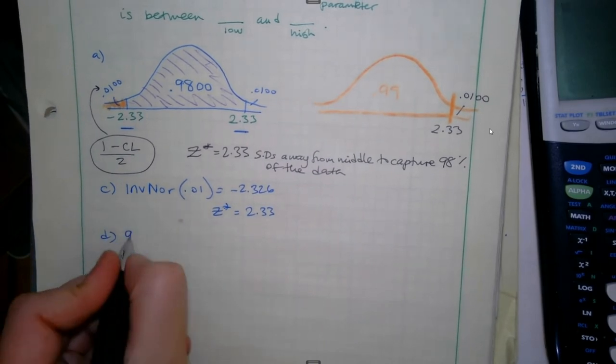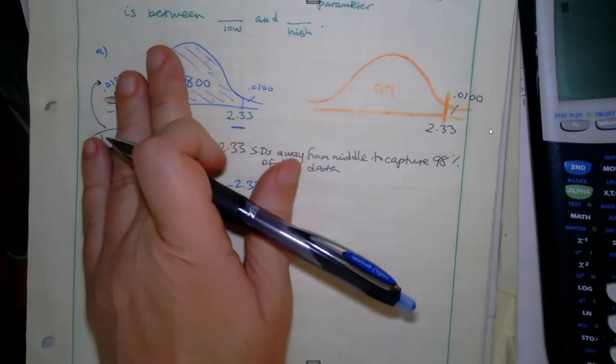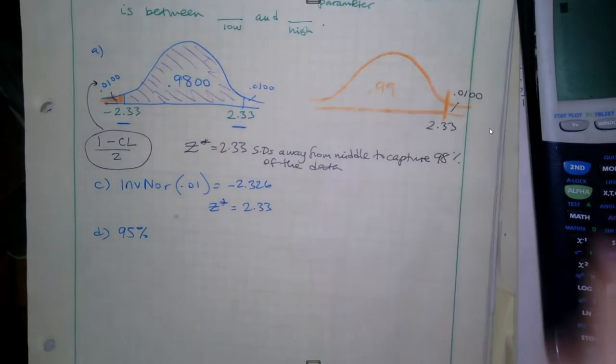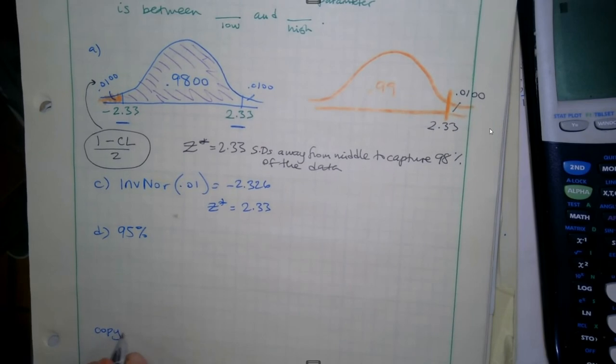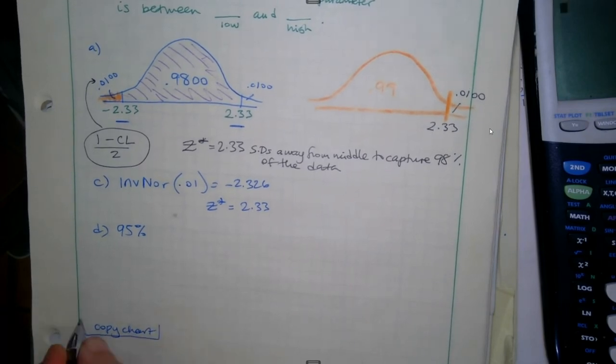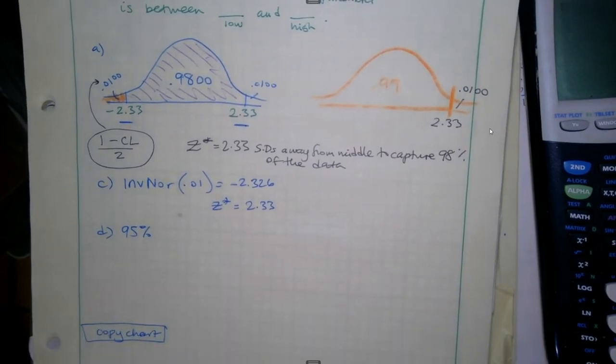And then you do the same thing again for 95%. So go ahead and sketch this guy, figure out what's missing in the tails, look it up, double check with the calculator. And then when you're done, at the bottom, copy the chart. Because the chart gives you all of these critical values, and they won't be changing. So use them.